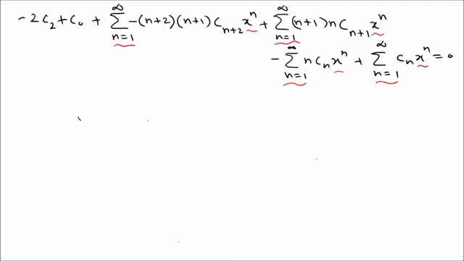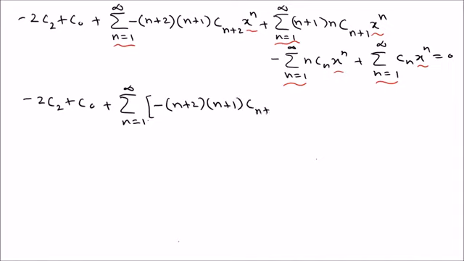So what does that mean? You can combine them. So once you combine, you're going to get negative 2c2 plus c0. Now let's write the common index outside. The common index is n going from 1 to infinity, and let's put those terms together. From the first one, you're going to get negative (n plus 2)(n plus 1) c_{n+2}. And from the second one, you're going to get plus (n plus 1) c_{n+1}.